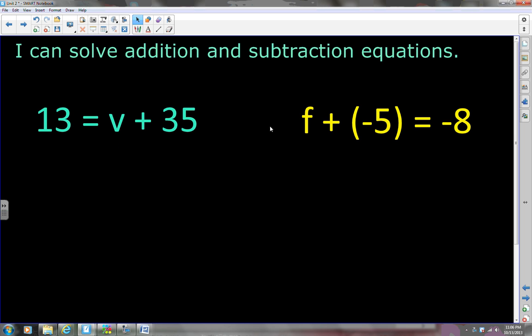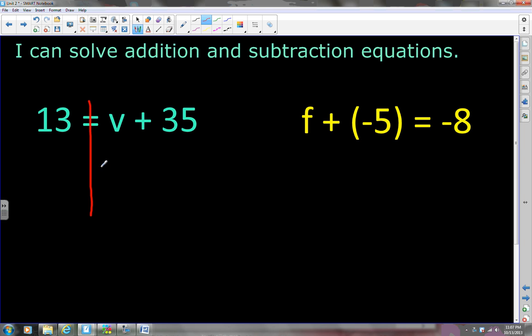Alright, here we have two problems and we need to solve these problems. What I'm going to do first is keep in mind what this equal sign means. What it really means is that the two sides of the equation are balanced. To remind myself that I need to keep them balanced, I'm going to draw a line through the equal sign. That means whatever I do on this side, I have to do on this side.